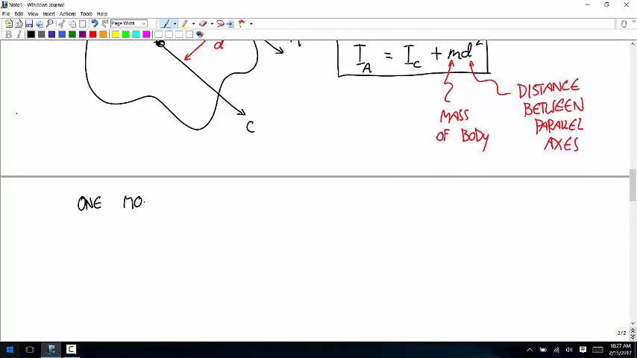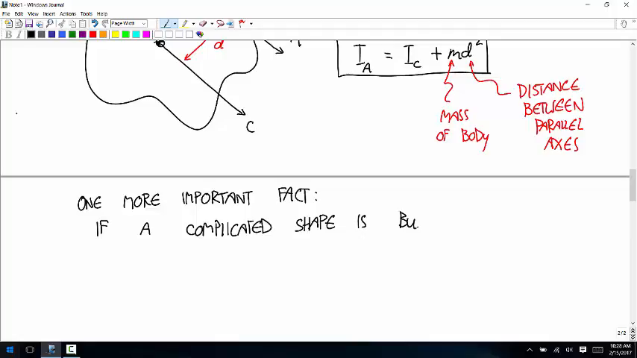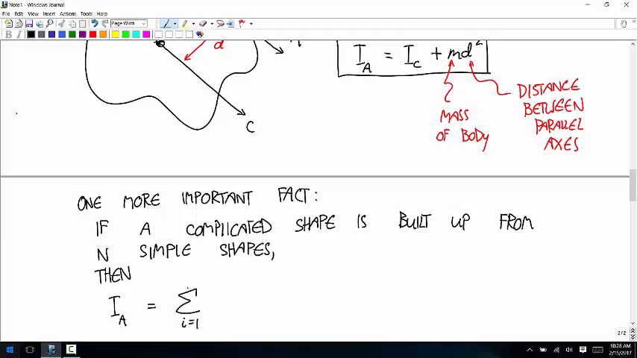So one more important fact about moments of inertia. If a complicated shape is built up from n simple shapes, then the moment of inertia of the complicated shape is just the sum of the moments of inertia of the simple shapes about that same axis. I'll do an example that shows how that works.